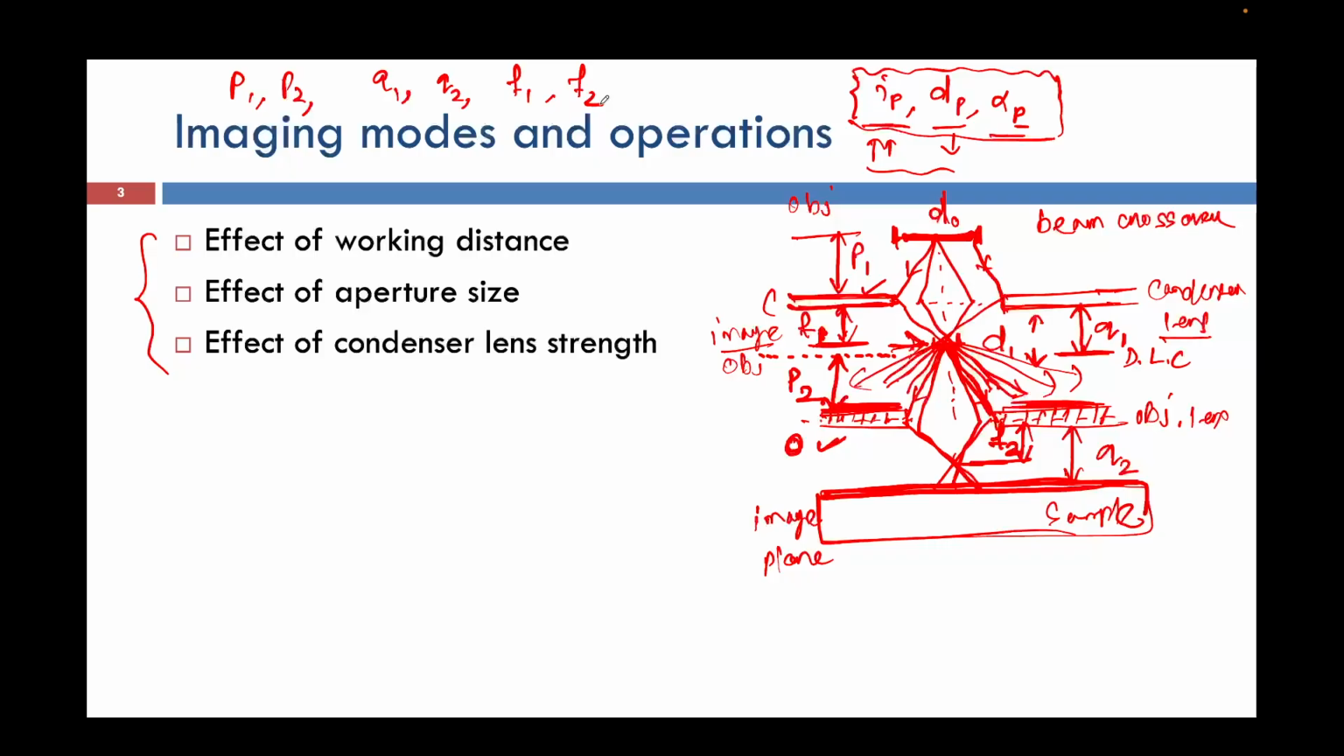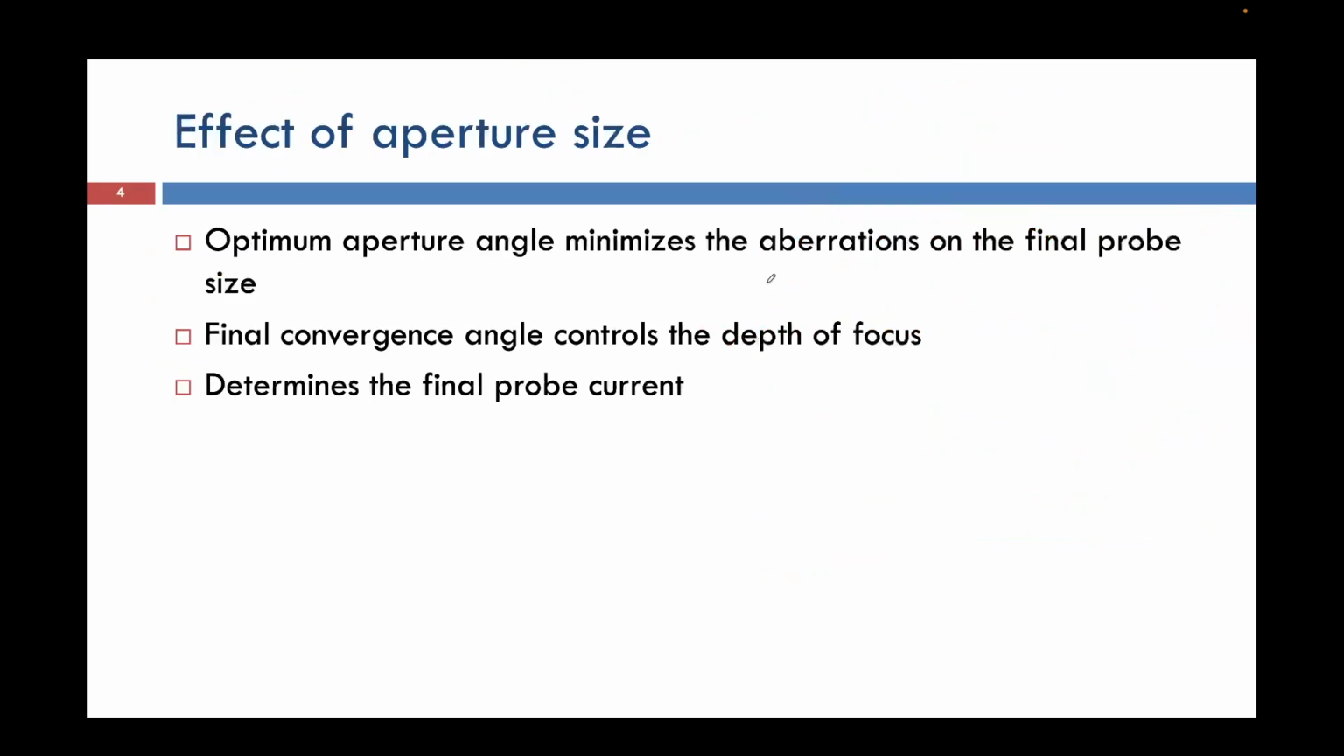Based on this figure only, we have to decide what will happen if we change the working distance, and what will happen if we change the aperture size, because we have inserted an aperture here and kept our sample here. Similarly, if we want to change the focal length, if we want to increase the current in the condenser, or make the condenser lens stronger, then what will happen? We will see those things.